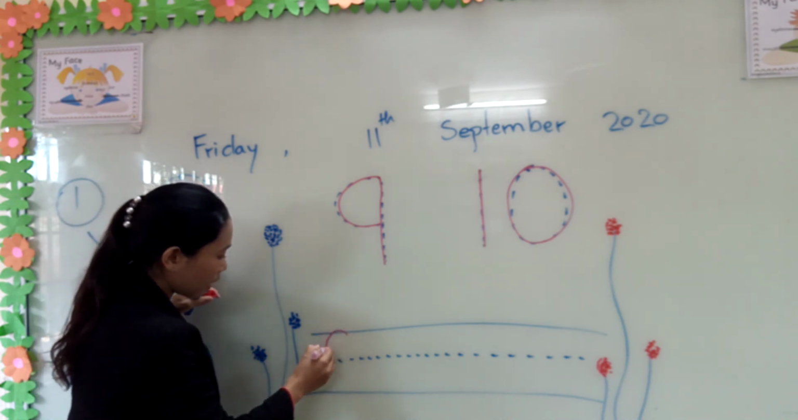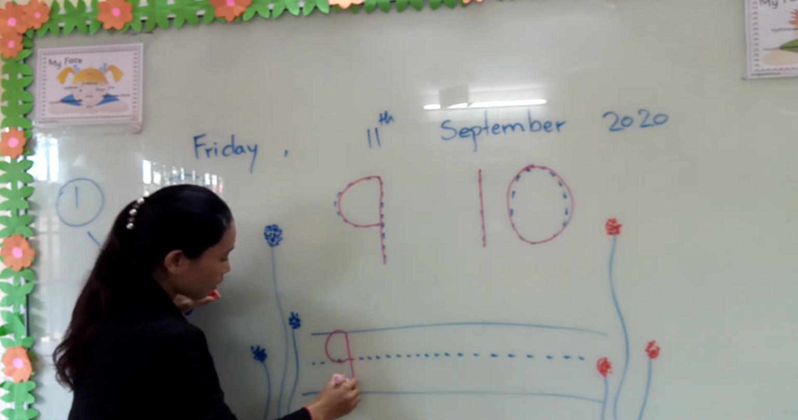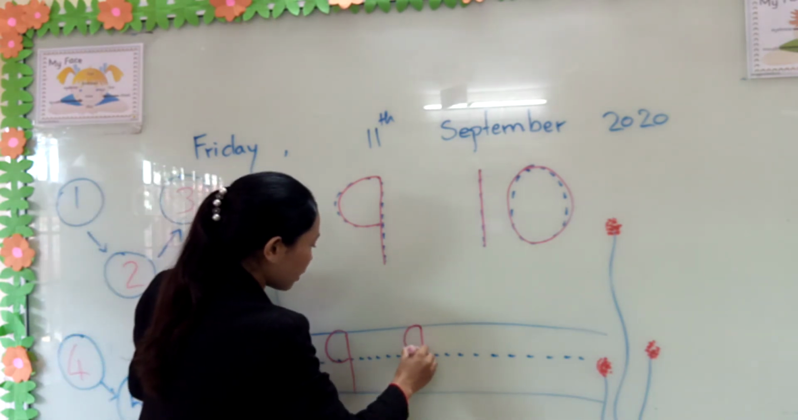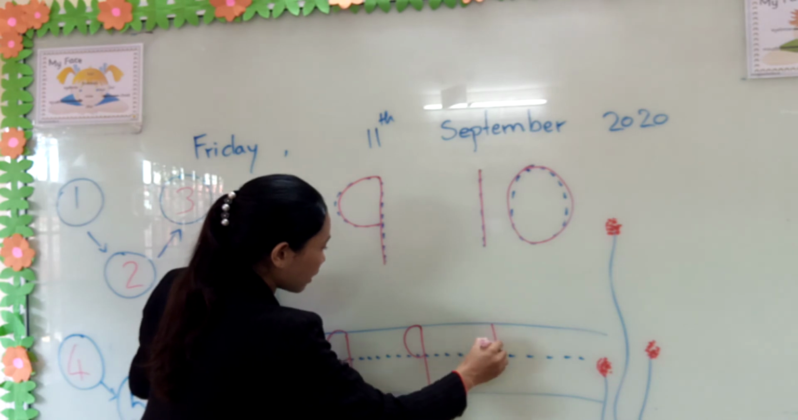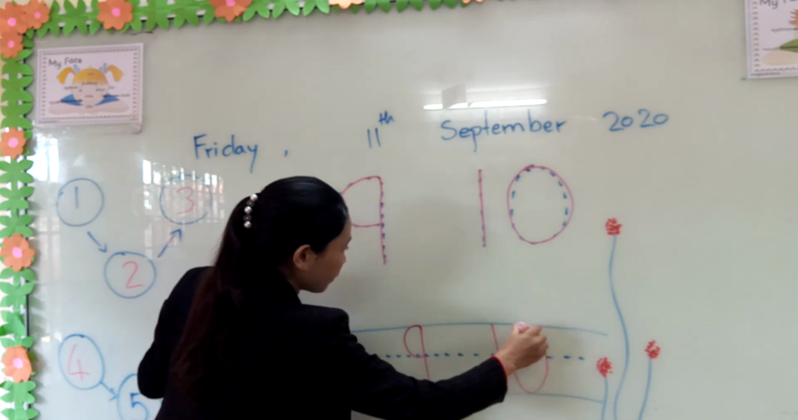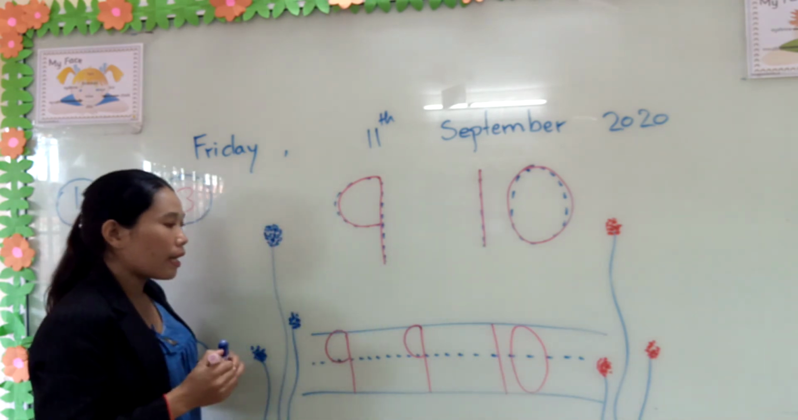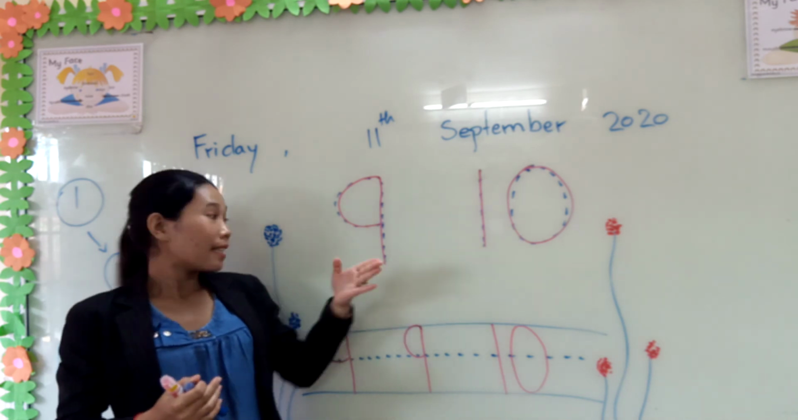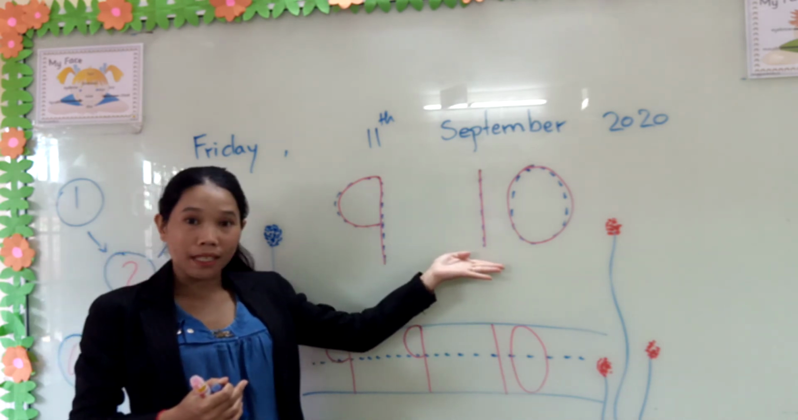Here, how to write number 9 on the line. 9. 9 and 10 has number 1 and 0. Yes, so today we learn number 9 and number 10.